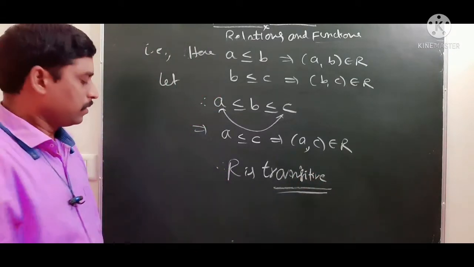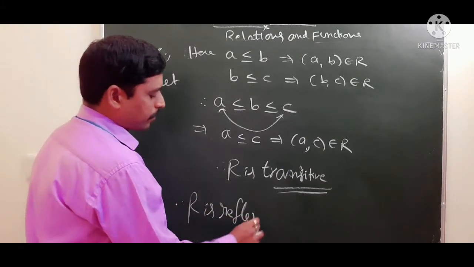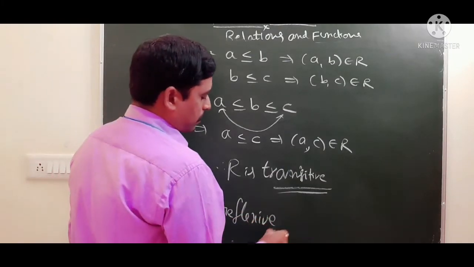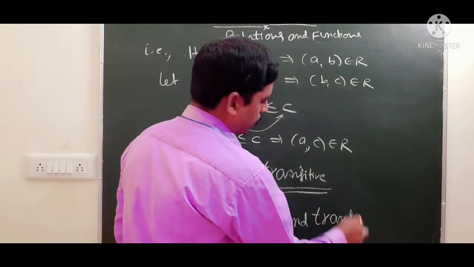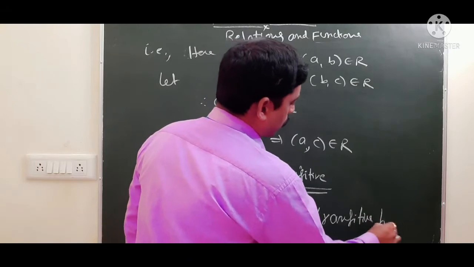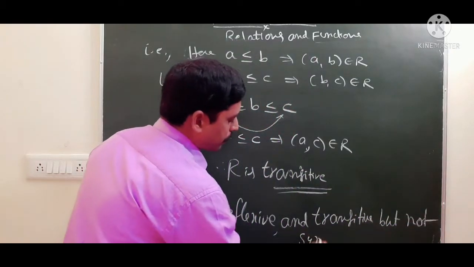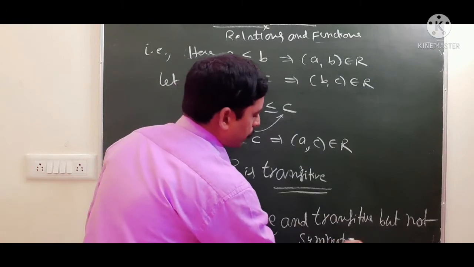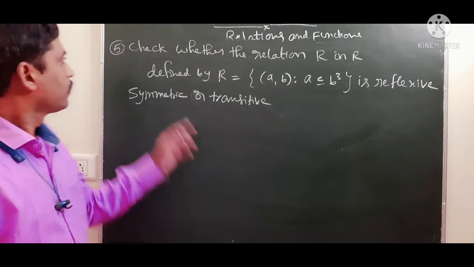The final conclusion: R is reflexive and transitive, but not symmetric. Let us go to the next problem.